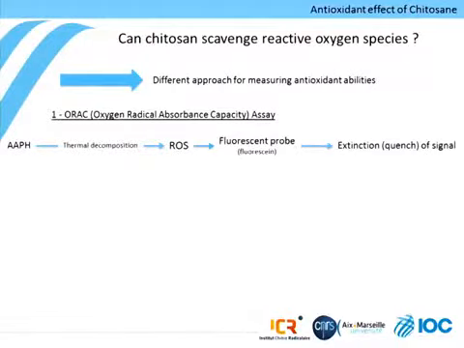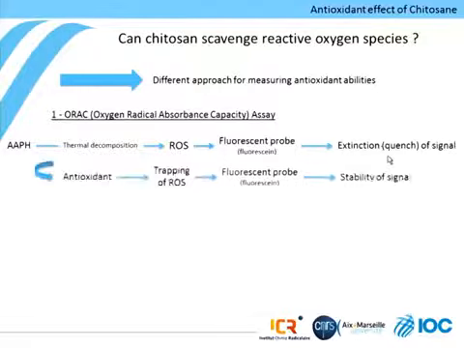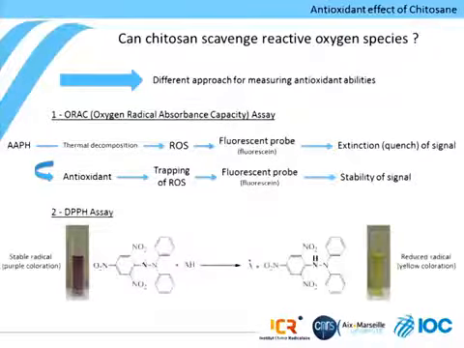Well, there are different ways to approach this and measure this. ORAC being one, with a pro-oxidant, AAPH, which leads by thermal decomposition to ROS, which in turn will react with the fluorescent probe and will lead to a quenching, therefore, of the signal. By adding any antioxidant, there will be a trapping of reactive species, and this will lead to, in the end, stability of the signal. Hence the importance of quantifying the phenomenon and also possible quenching of the signal. And we will do that by using Trolox as a reference.